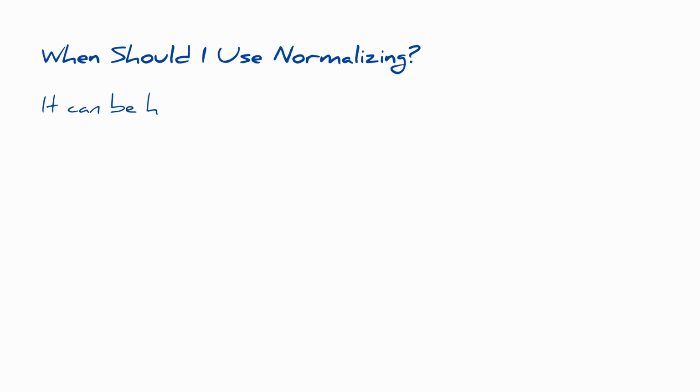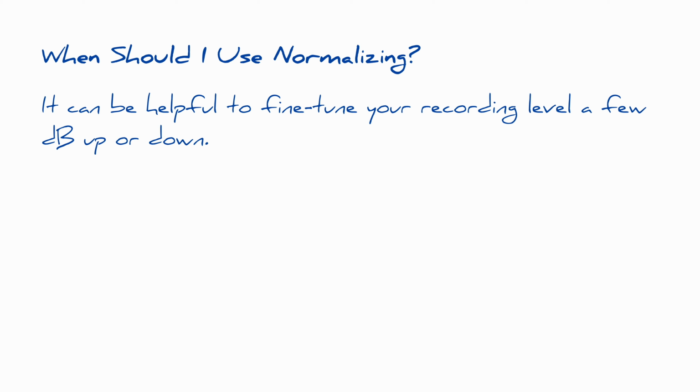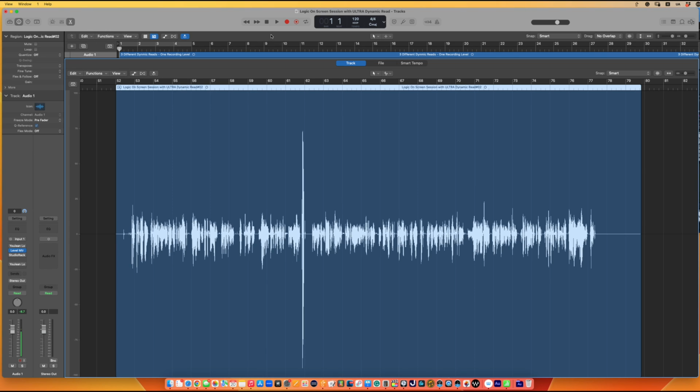I believe it can be helpful to fine-tune your recording level for a few decibel increase or decrease if necessary. It's important, though, that you use caution when using normalization on certain dynamic content, and I'll give you some examples. Let's look at a particular situation where normalizing or adjusting the clip gain to a particular target might not be a good idea.